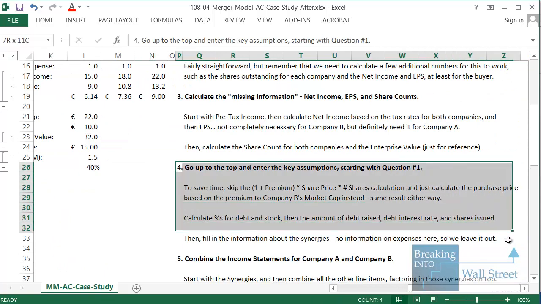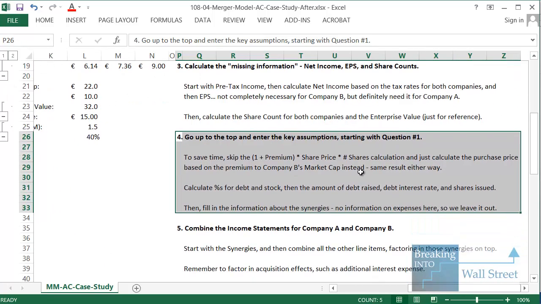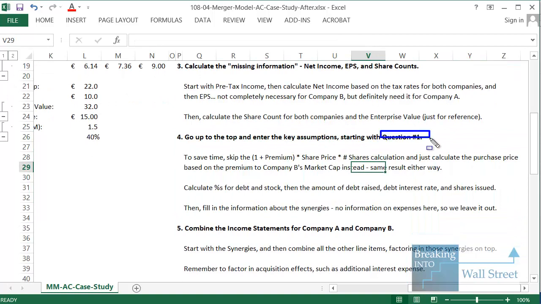Now let's go to the top and enter the key assumptions, starting with question number 1. I'm saying question number 1 here because when you have this area at the top for assumptions, you want some kind of reference. You don't want to just enter blanks for everything. You want to be able to actually reference something and make sure that you're using the right numbers as you go through and do this exercise.